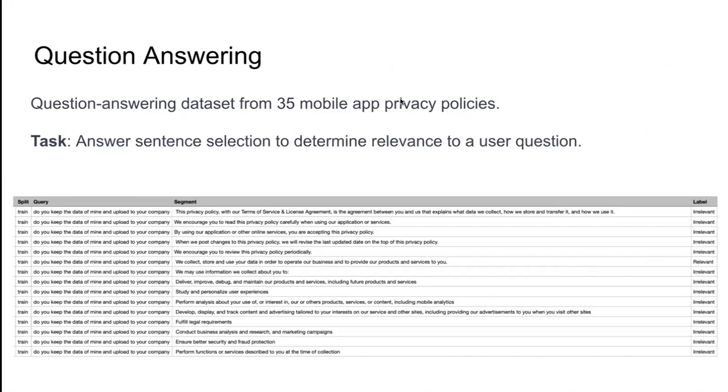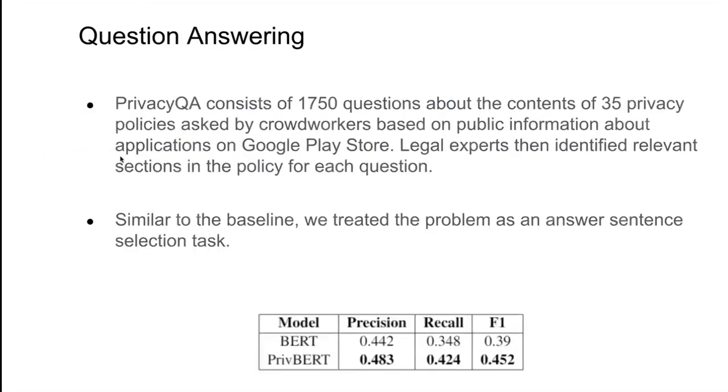Next, we tested a question answering task from the PrivacyQA corpus, and here the task was an answer sentence selection task to determine the relevance of a user question. The PrivacyQA corpus consists of 1,750 questions about the contents of 35 privacy policies asked by crowd workers based on public information about applications on the Google Play Store. Legal experts then identify the relevant section within the policy for each question.